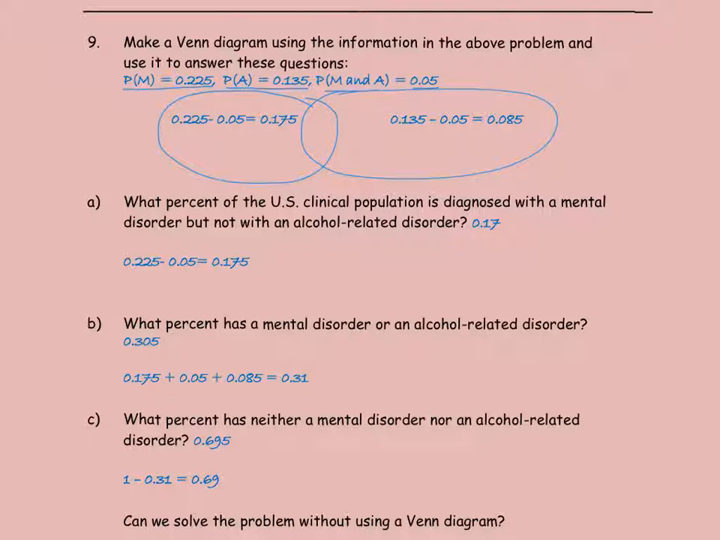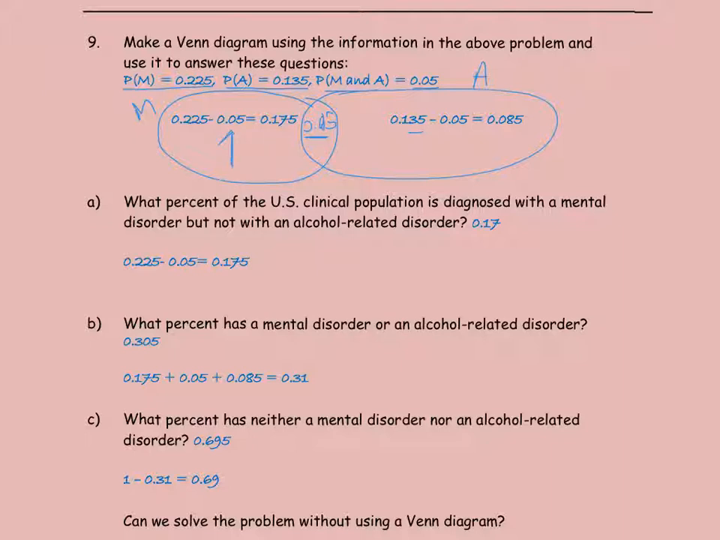So probability of M is 0.225, probability of alcohol-related disorder is 0.135, but the reason that we subtract the 0.05 is because the probability that a person has both is 0.05. So in this region of the Venn diagram where there is an overlap, that's the probability of both happening together, because that's the overlapping region.